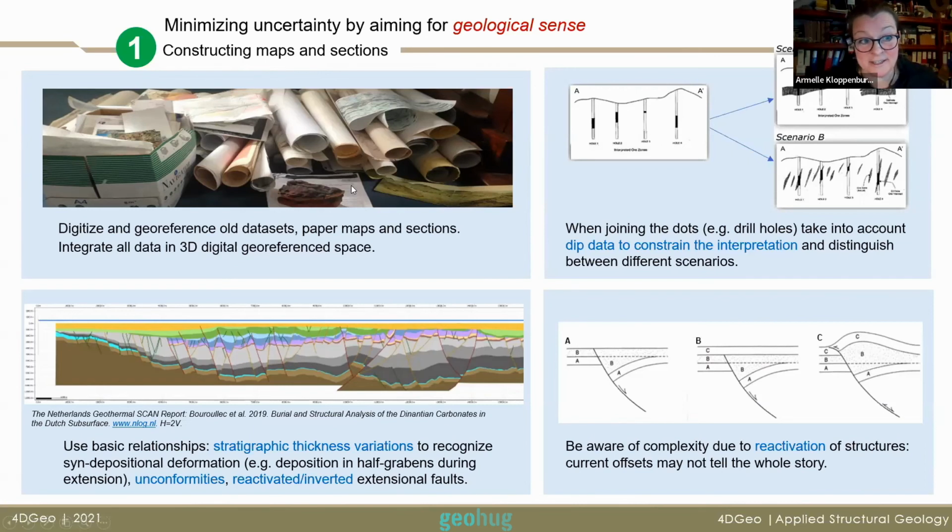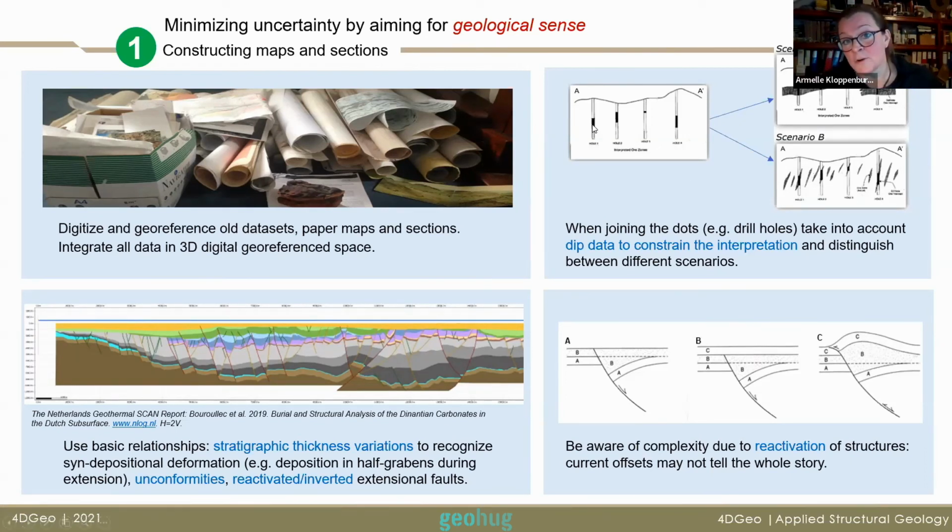Constructing maps and sections. First of all, for people in research and for medium and larger companies, it goes without saying: digitize and georeference any old data sets, paper maps that lie in the corner of your office, maps and sections, and integrate all data in 3-dimensional digital georeferenced space, which allows you then to compare and contrast things at the same scale. You will remember having air photographs and plastic overlays, and then your geological map at a different scale and your satellite imagery. So all of that, get them in the same space, really.